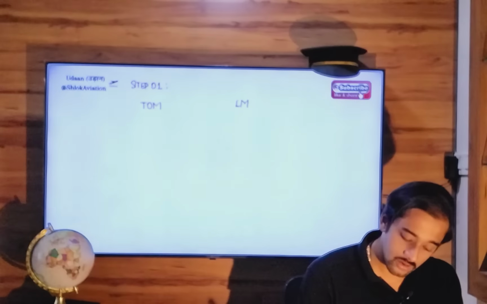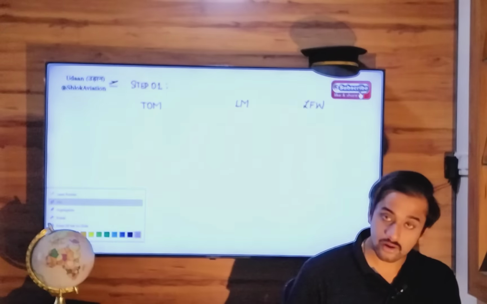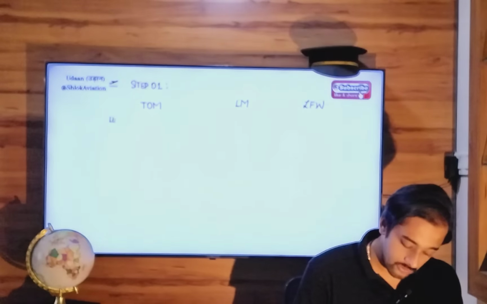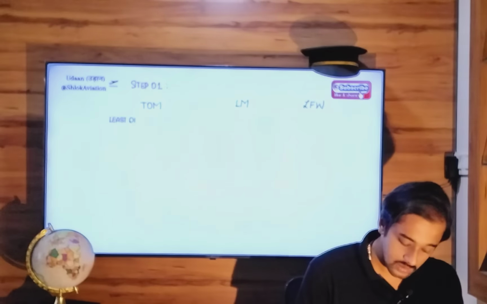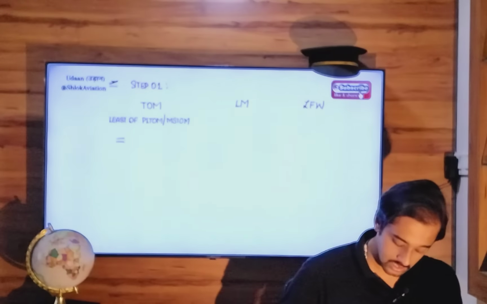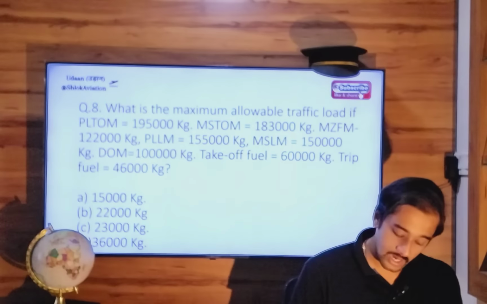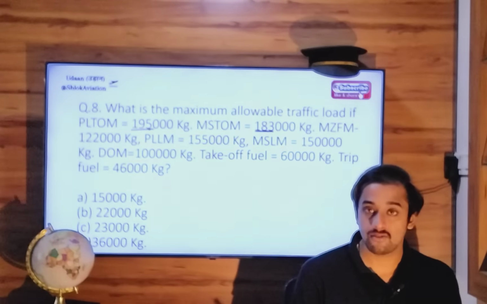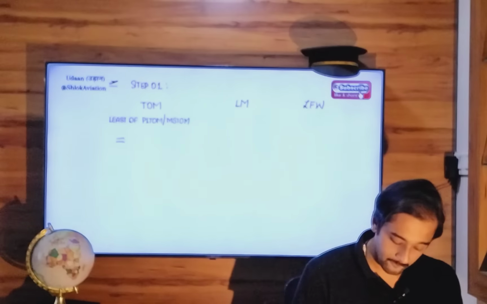So step 1, make three columns: one for takeoff mass, the second one for landing mass, the third one for zero fuel mass. In the takeoff mass, you are going to write a value which is the least of performance limited takeoff mass and maximum structural takeoff mass. The least of 195 and 183 is 183.